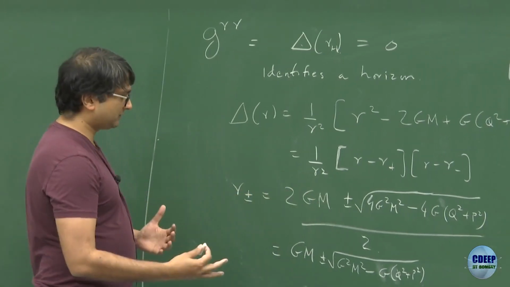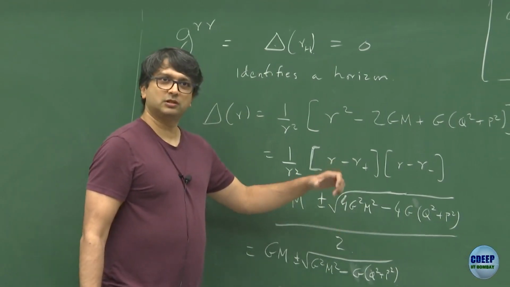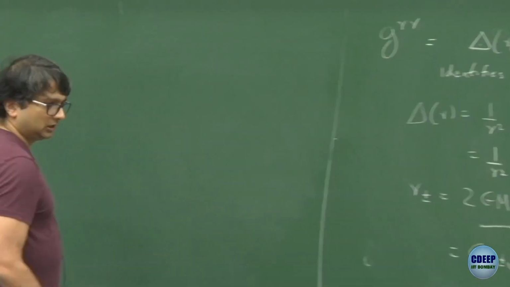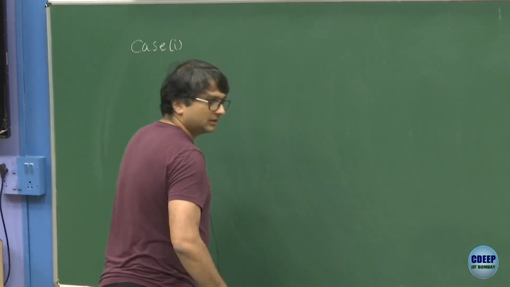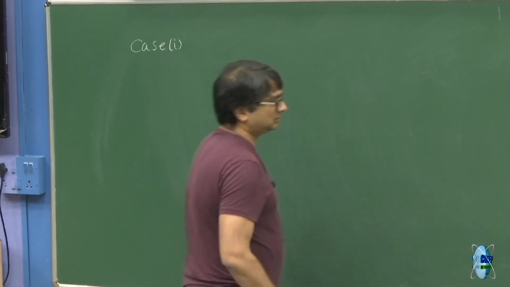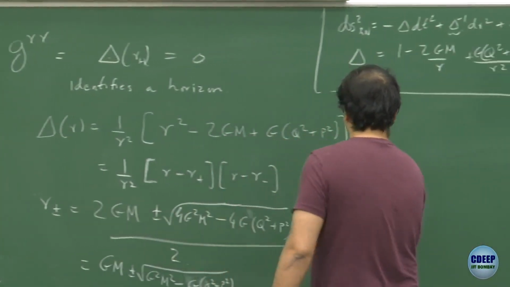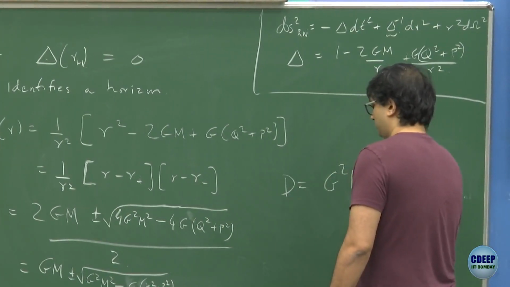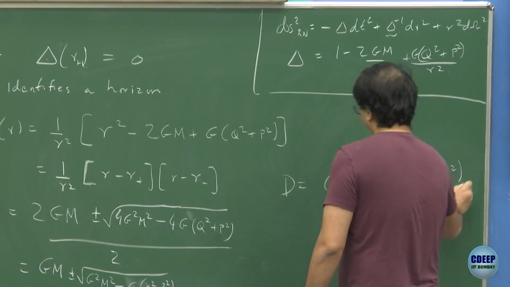And we will do it for several different cases, depending on whether or not this quadratic has real roots, whether it has one root, or whether it has two roots. So we will plot for three different cases. Case one is when, let me call this the discriminant. So the discriminant is g square m square minus g times q square plus p square.